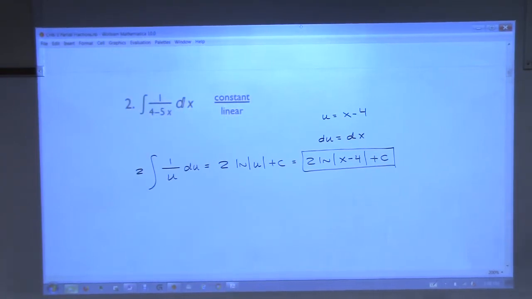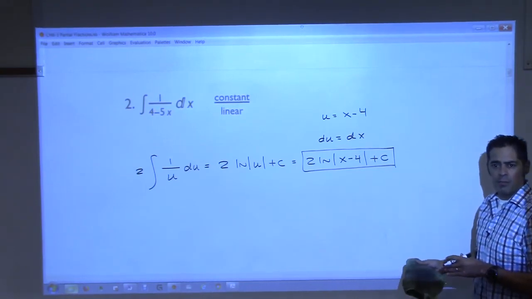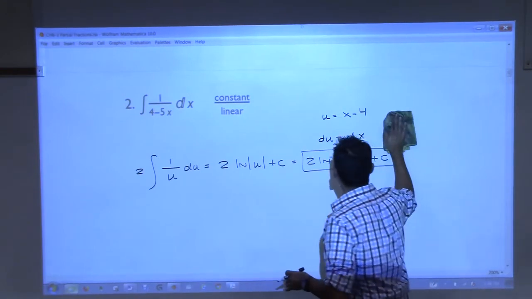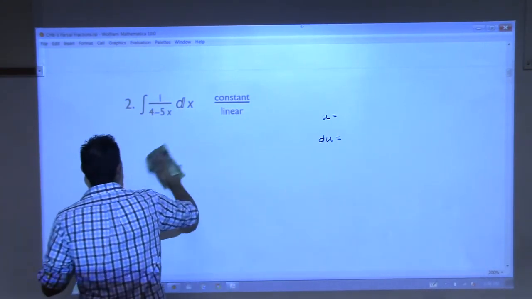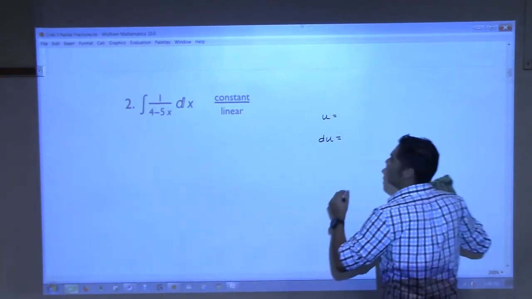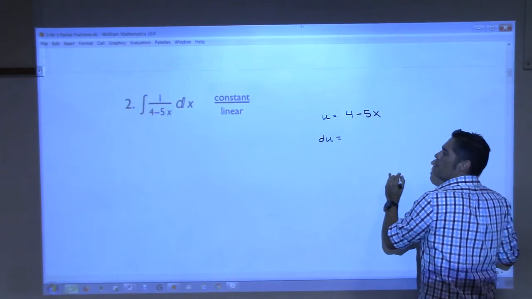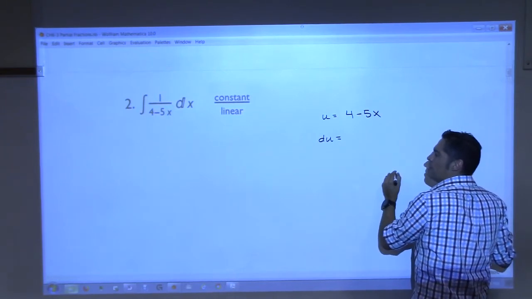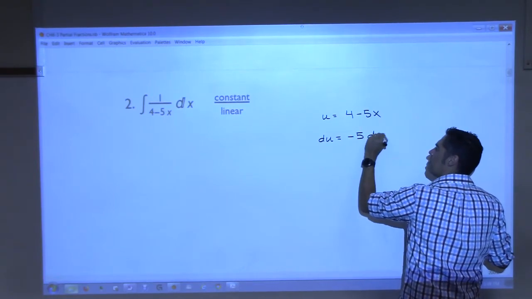Here's another one where we have a constant over a linear function. So this is exactly like the previous problem, but we're going to have something different happen. Because when we let u be 4 minus 5x, the derivative of that is not 1, right? It's negative 5 dx.